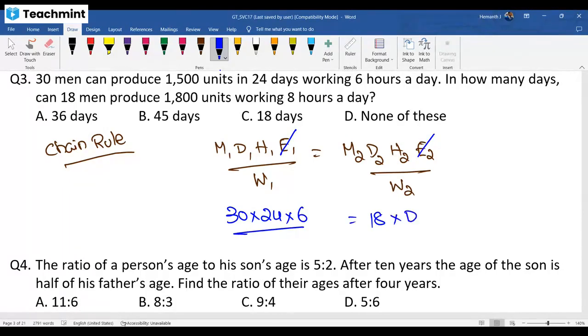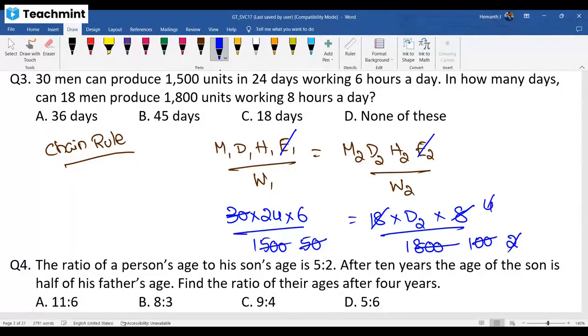Here we need to calculate the number of days. Hours per day is 8. The work done here is 1500 units, and the work done there is 1800 units. Cancelling the common factors step by step, I hope you got 36 days as your answer.